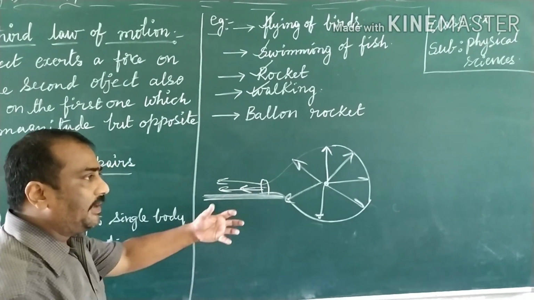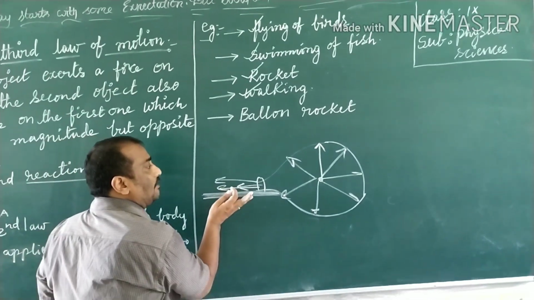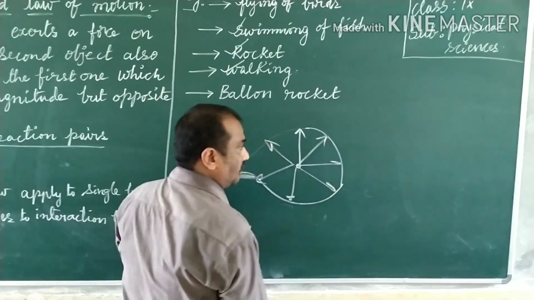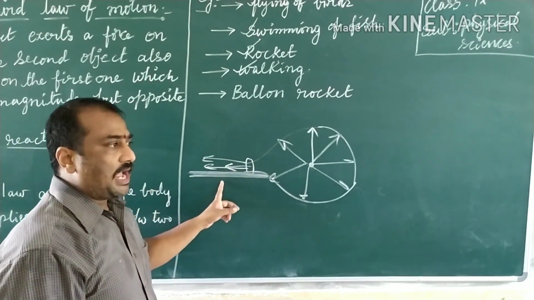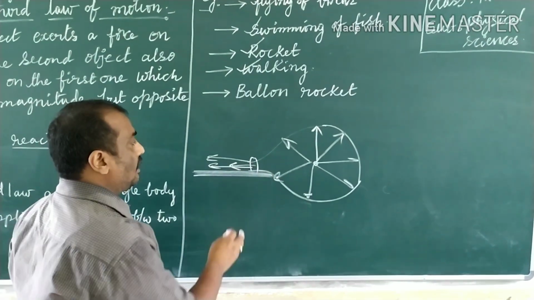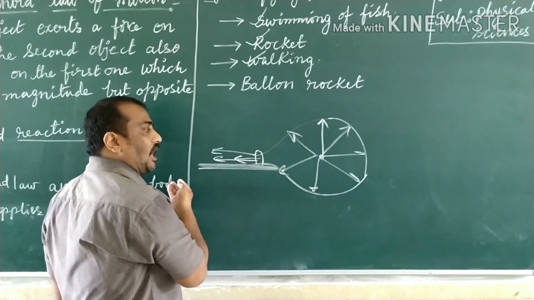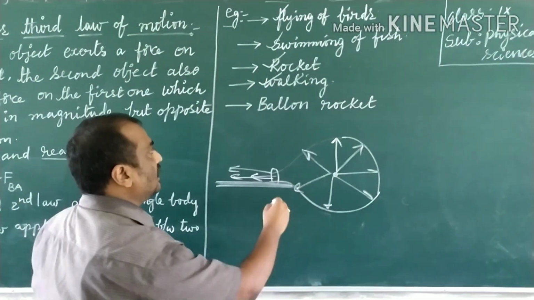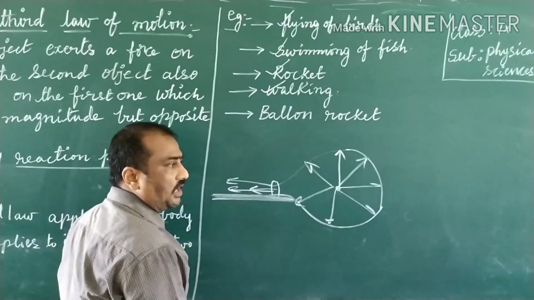Whenever the air is coming out, that is the action. That air makes the balloon move in the air. So this is the reaction. Both are equal in magnitude, but opposite in direction. Because of the air coming outside from the nozzle, the balloon will be moving in the air. It is nothing but what we call a balloon rocket.